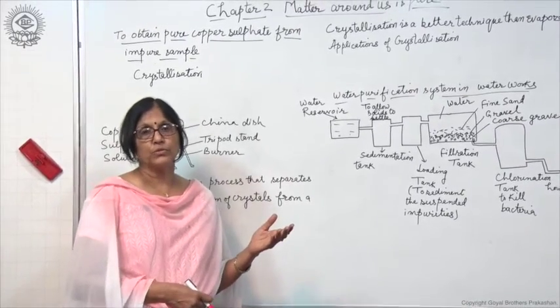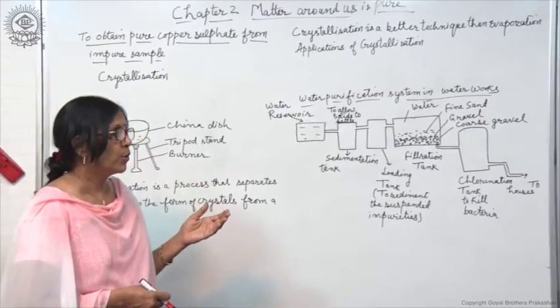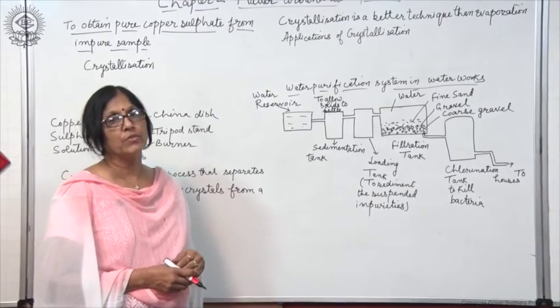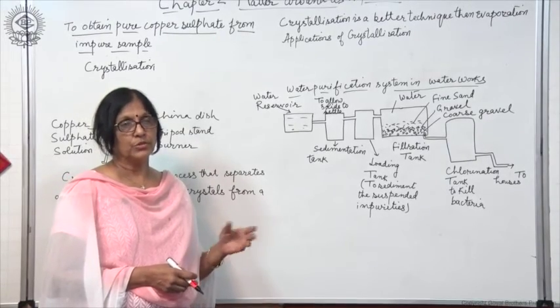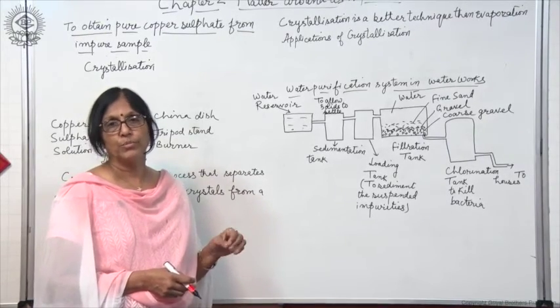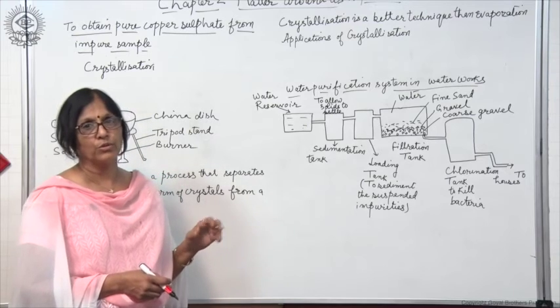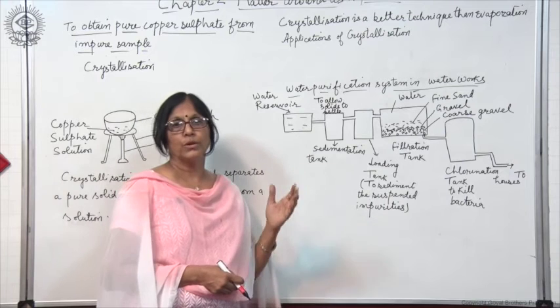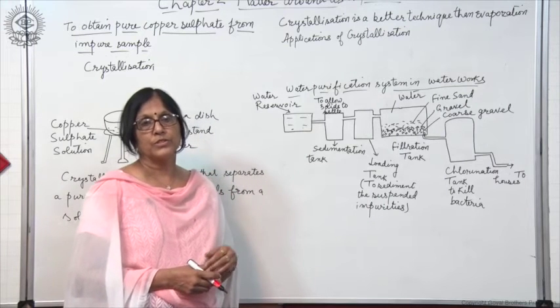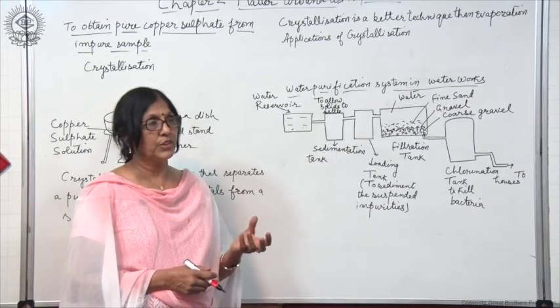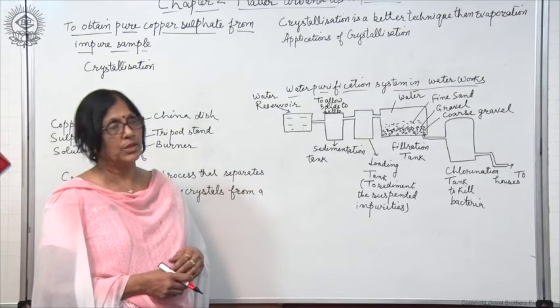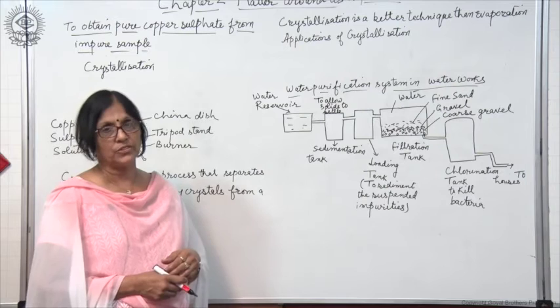Crystallization is used to obtain pure common salt from the salt obtained from sea water, because the salt obtained from sea water is not pure, it is impure, it contains some other salts also. Also it is used to obtain pure crystals of alum, that is fitkari in Hindi, from an impure sample. So, there are various applications of crystallization.